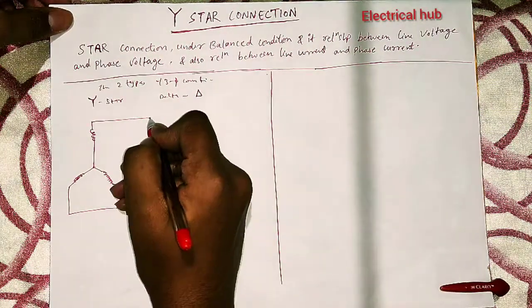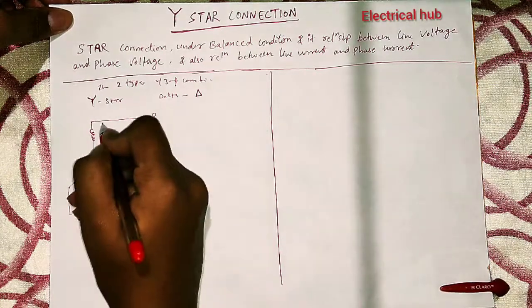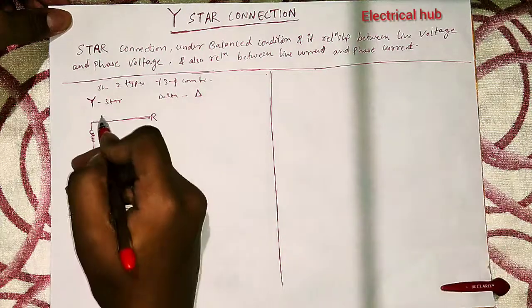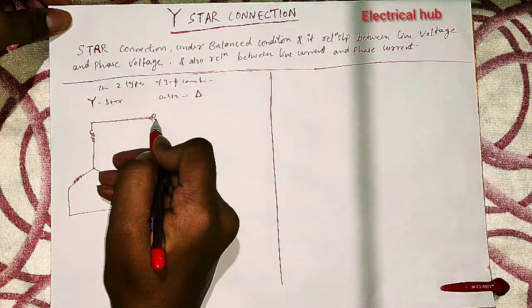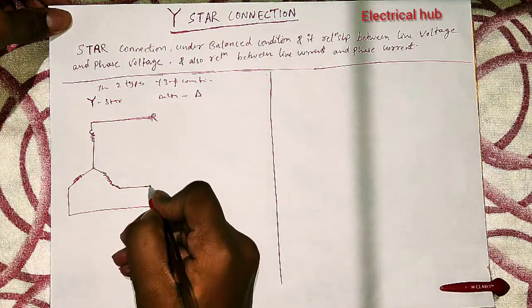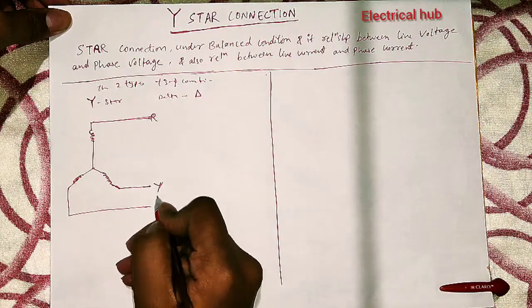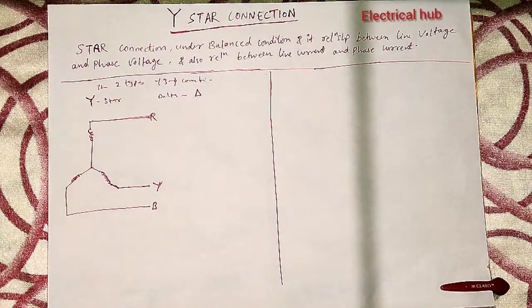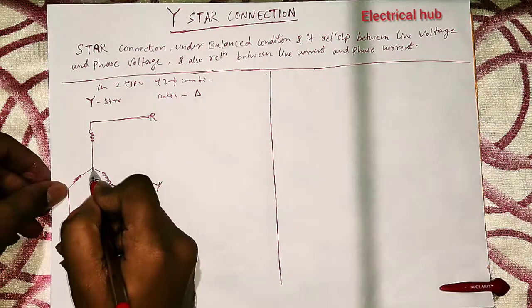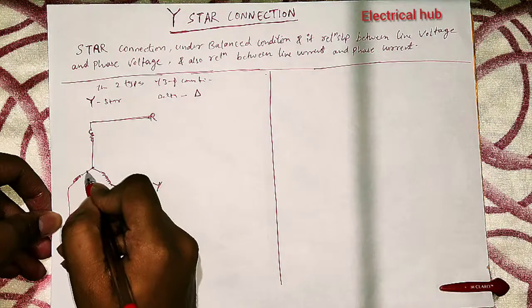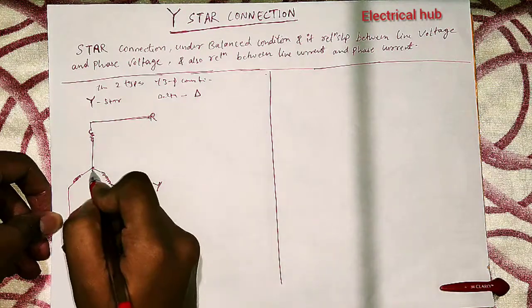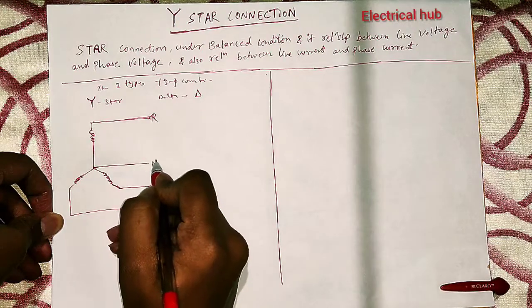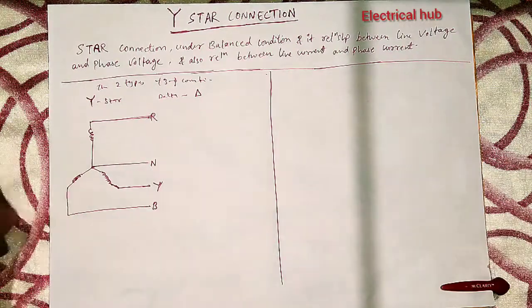And this will be denoted by R. This is a live wire. Three phase connection means there will be three live wires. So the first wire is denoted by R, R means red wire, and then this will be Y, yellow wire, and then this will be blue, denoted by B, blue wire. And the junction from where the three line wires are connected will be denoted as N, which means neutral point or neutral wire.